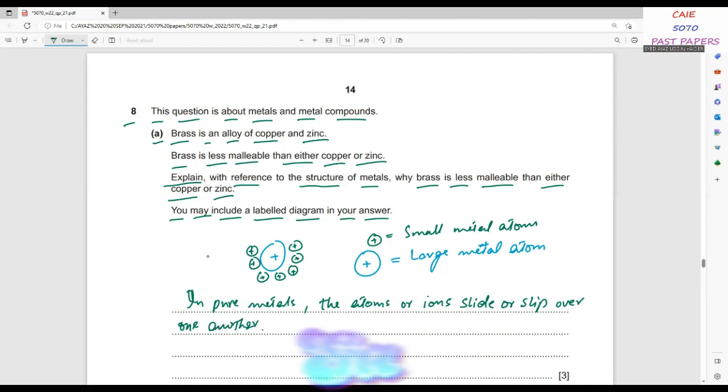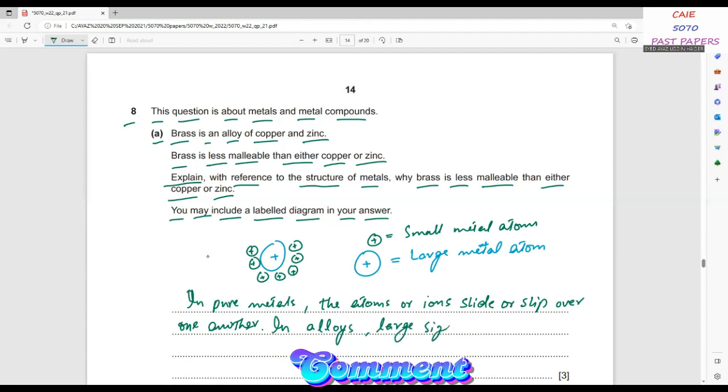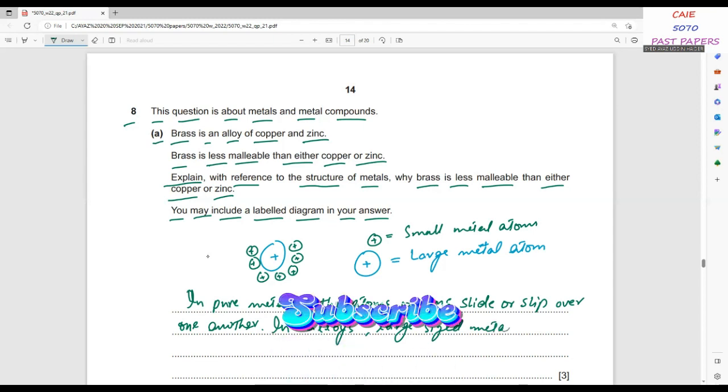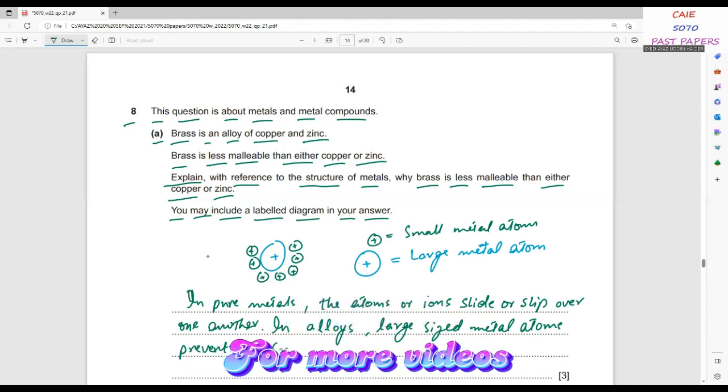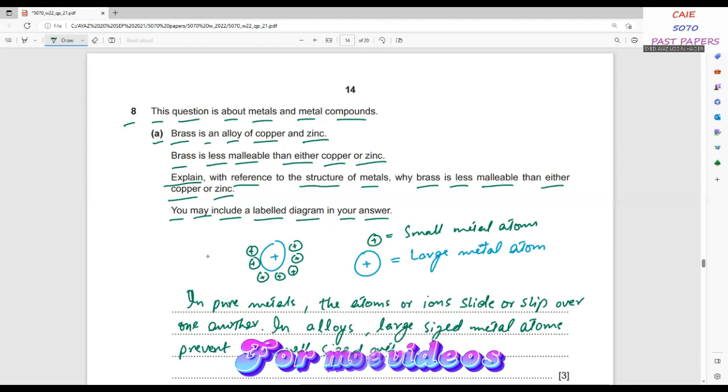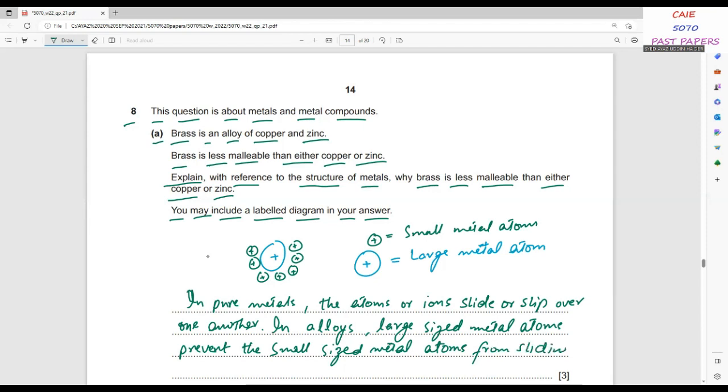In case of alloys, large sized metal atoms prevent the small sized metal atoms from sliding over one another.